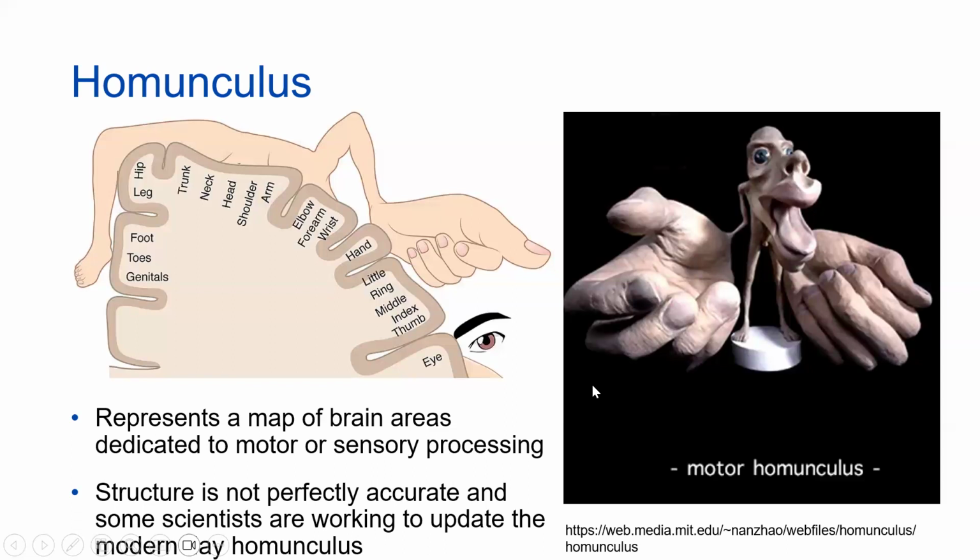This would essentially be how we would look if the size of our body parts were the same as how much of our brain is devoted to these functions. So I just thought this would be kind of fun to know. It's called a homunculus. Also, I just want to point out the structure is not perfectly accurate, and some scientists are working to update the modern day homunculus.